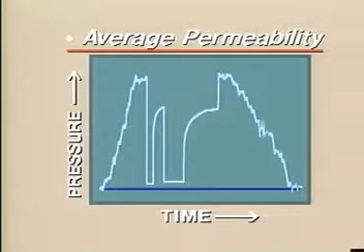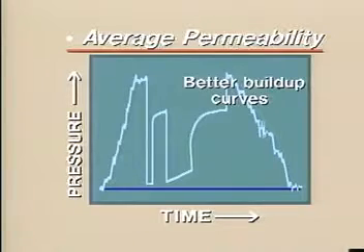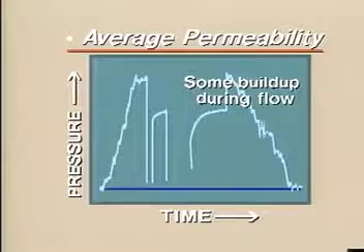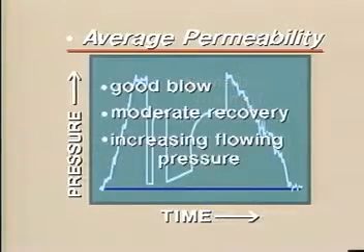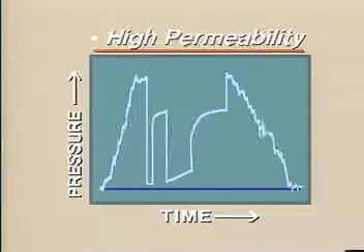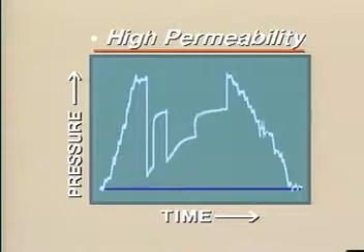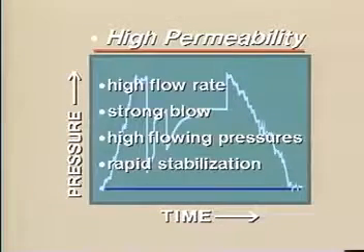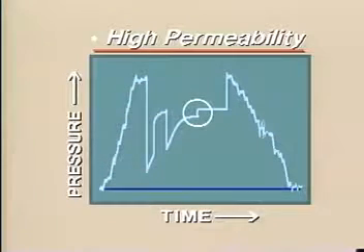Charts from average permeability formations exhibit better buildup curves during the shut-in periods and some pressure buildup during the flow periods. There should be a good blow description, moderate fluid recovery, and increasing pressures from one flow period to the next. Charts from high permeability formations will have a high flow rate and a strong blow, high flowing pressures, and rapid stabilization of pressure during buildup. The one shown here stabilized at the point where the flowing pressure is almost equal to the final shut-in pressure.